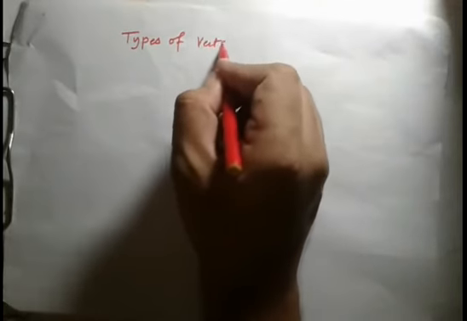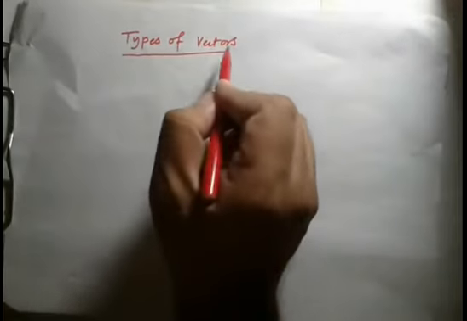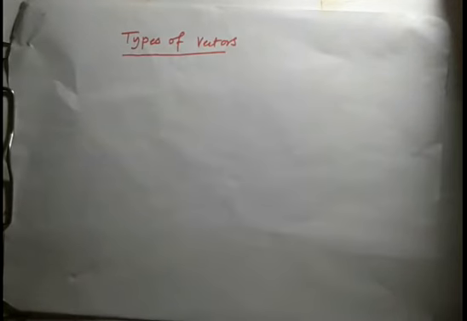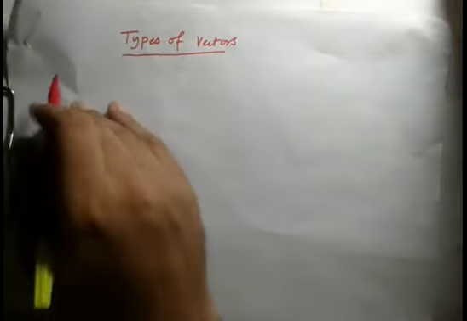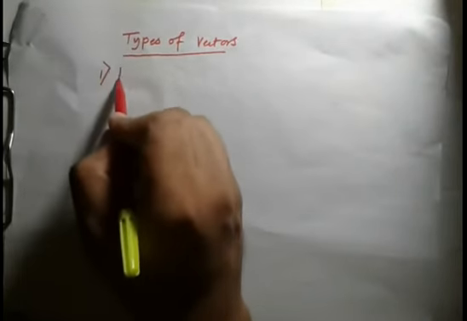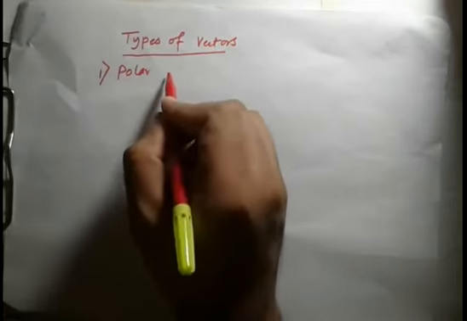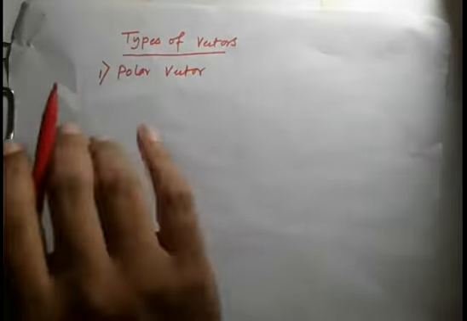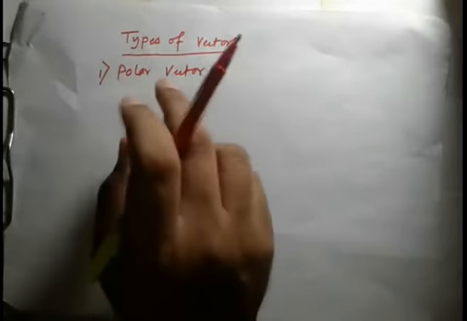So, types of vectors. Basically, vector quantities are divided into two categories: one is polar vector and another one is axial vector. So first I will explain the polar vector.